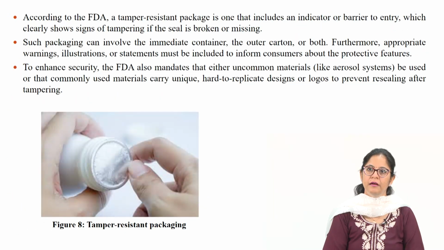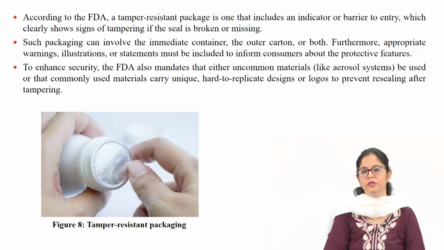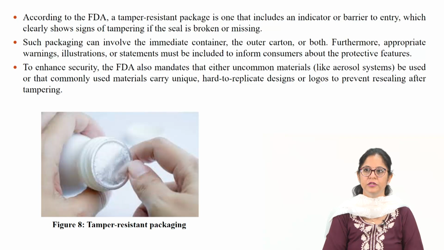According to FDA, a tamper resistant packaging is one that includes an indicator or a barrier to entry which clearly shows sign of tampering if the seal is broken or missing. Such packaging can involve the immediate container, the outer carton or both. Furthermore, appropriate warnings, illustrations or statements must be included to inform consumers about the protective features. To enhance security, the FDA also mandates that either uncommon materials like aerosol systems be used or that commonly used materials carry unique, hard to replicate designs or logos to prevent resealing from tampering.